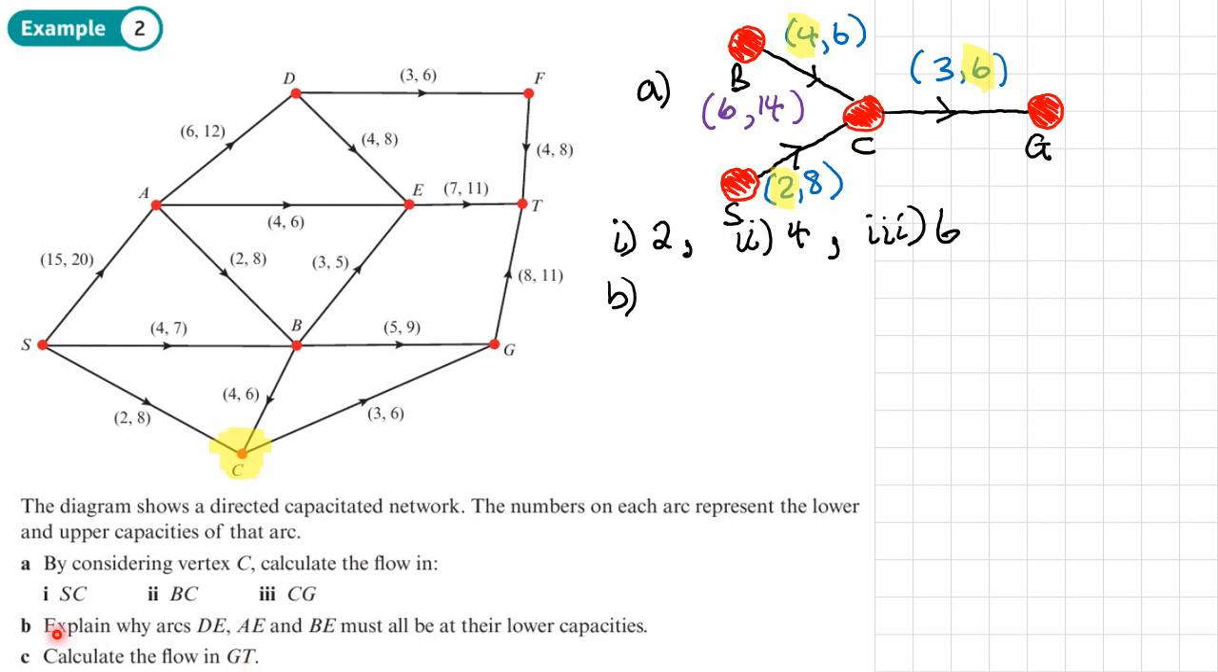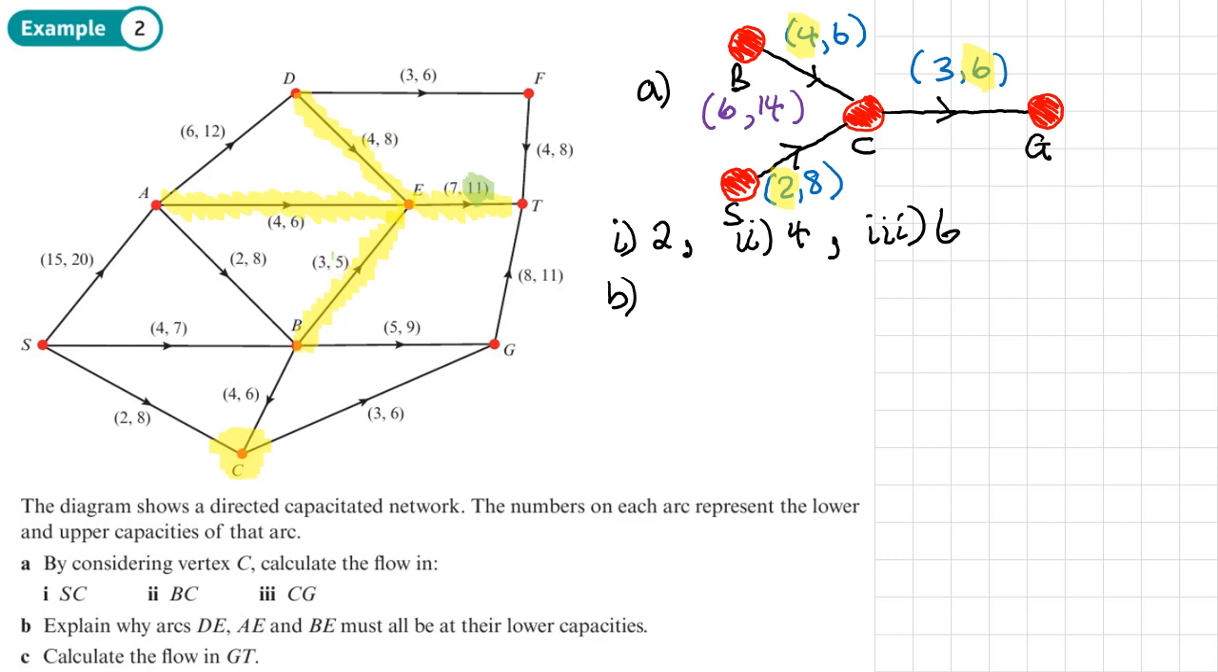Part B, explain why arcs DE, AE and BE must all be at their lower capacities. So I've highlighted those arcs on the diagram here. We need to look at the maximum and minimum flows. So there can only be a maximum flow of 11 out of vertex E. Now let's have a look at the flows flowing into E. It's got 8, 6, 5, well that's well over 11.